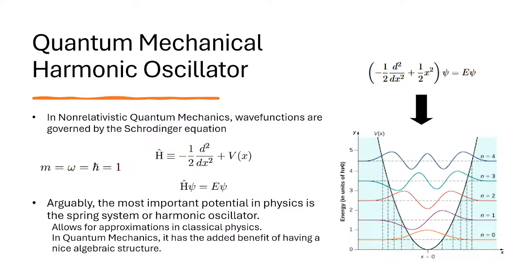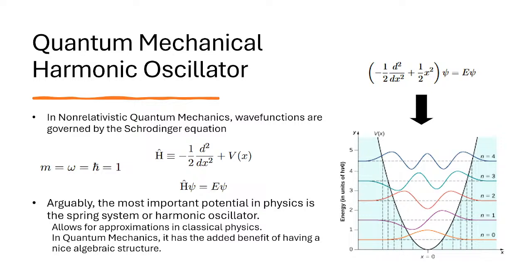And arguably, the most important system in physics is the spring system or the harmonic oscillator. This allows for really good approximations using second-order Taylor approximations near maxima or minima in potentials. And in quantum mechanics, it has the added benefit of having a really nice algebraic structure which describes the creation and annihilation of particles.